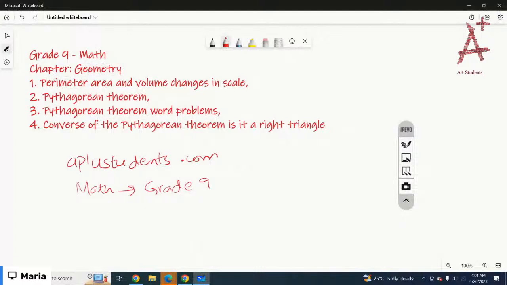We're going to start with the chapter geometry, and the lessons we're going to cover today are perimeter, area and volume changes in scale, Pythagorean theorem, Pythagorean theorem word problems, and converse of the Pythagorean theorem: is it a right angle triangle? So let's start with the first lesson, that is perimeter, area and volume changes in scale.